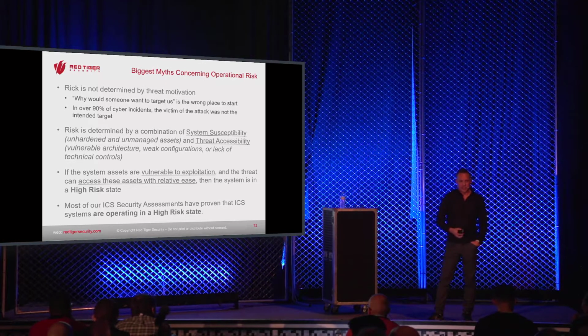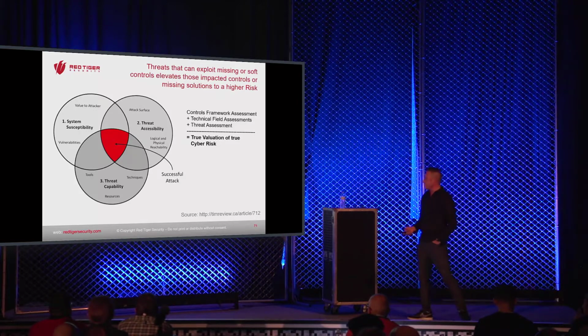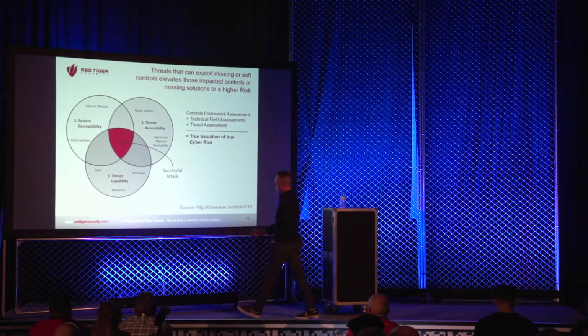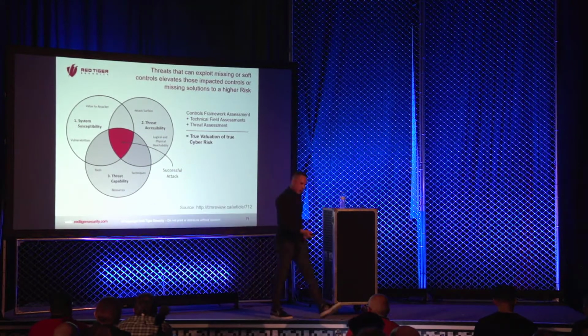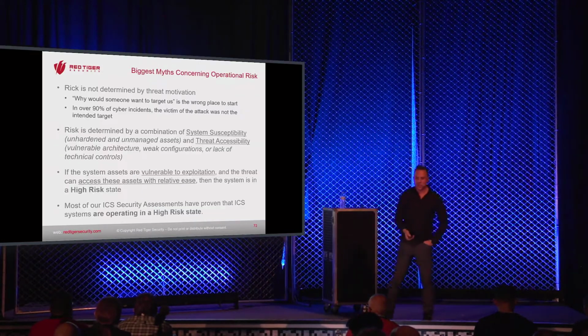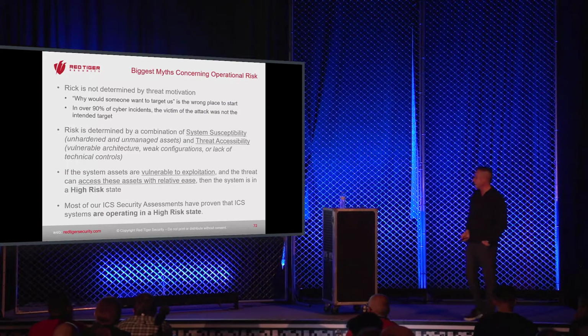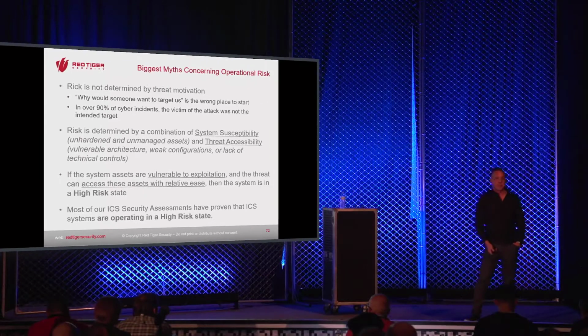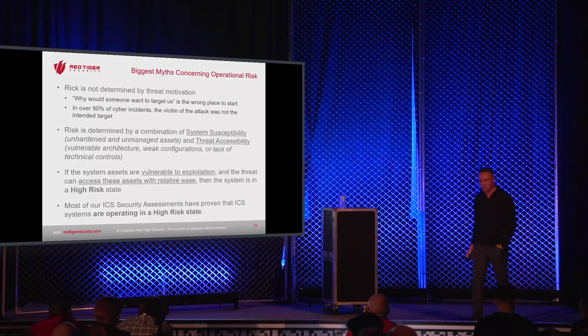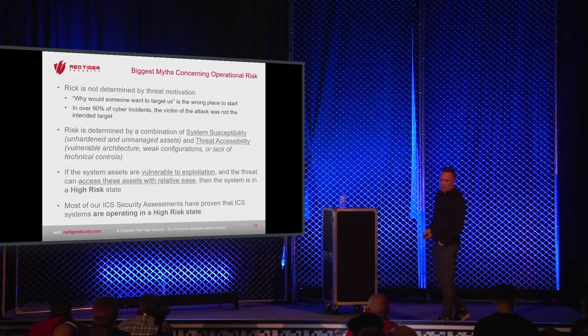a high-risk state. Because if you look at what's required for an exploit to be successful, it's inside this part of the bubble, right? So you want to remove that chance of exploitation. And what we found over doing ICS assessments since pretty much 2002 is that most ICS systems are operating in a high-risk state. And we've just been lucky, like other presenters have said before.